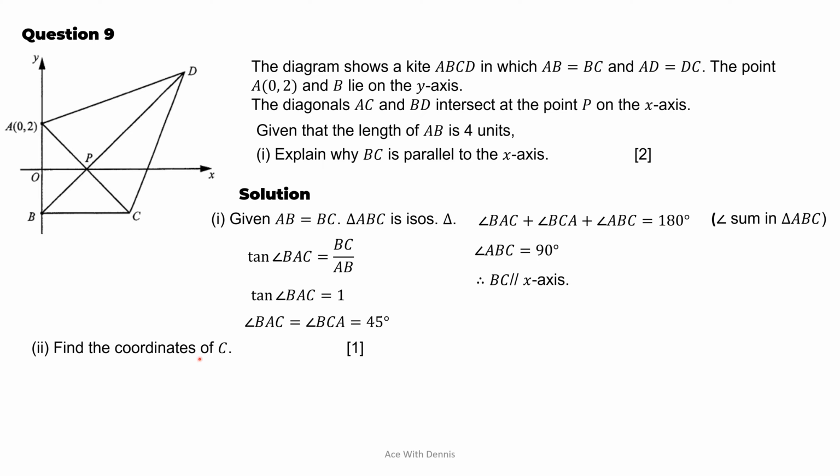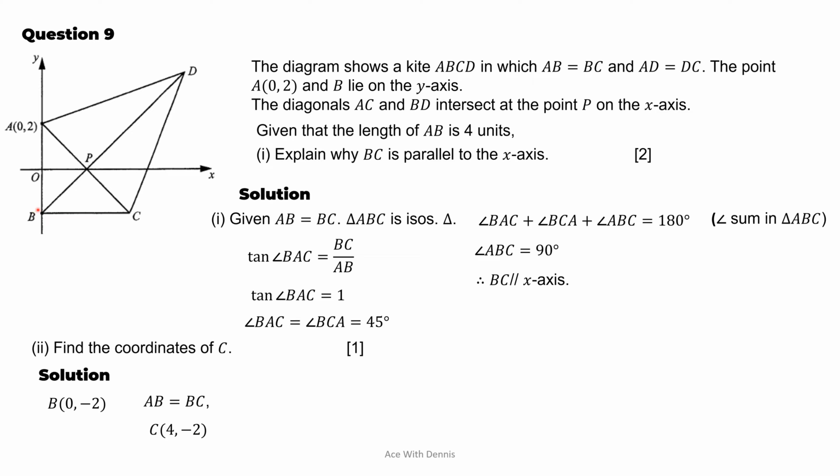2. Find the coordinates of C. 1 mark. So the point C is here. Here is the solution. Since the coordinates of B is (0, -2), and AB equals BC. Therefore, C will be (4, -2).